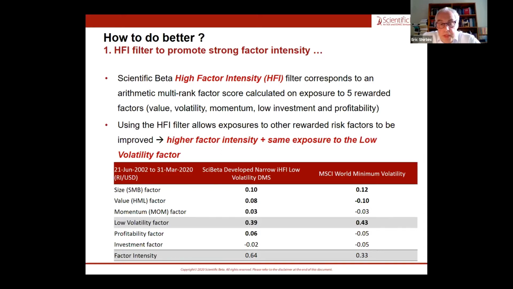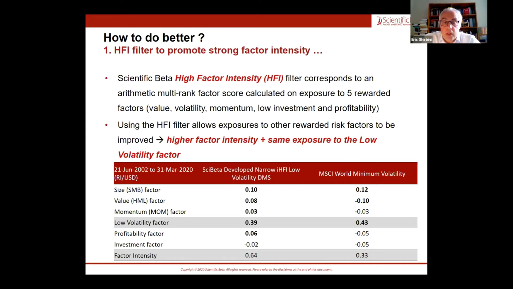So the way ScientificBeta addresses this concern, and we do this for all of our single factor indices, is we use a high factor intensity filter. Essentially, we first select low volatility stocks. Once we've identified the low volatility stocks, we re-rank them on the other factors, and then we filter out the companies that have a very poor exposure to the other rewarded risk factors.